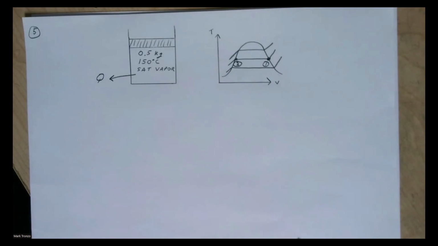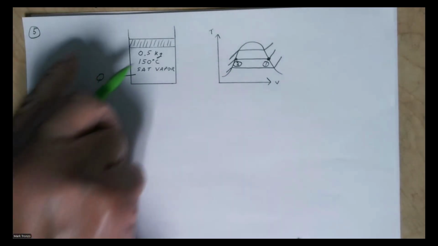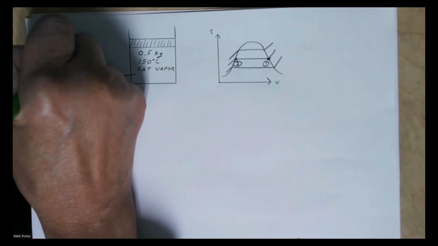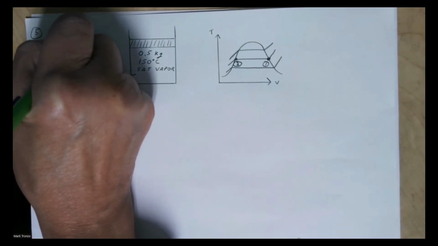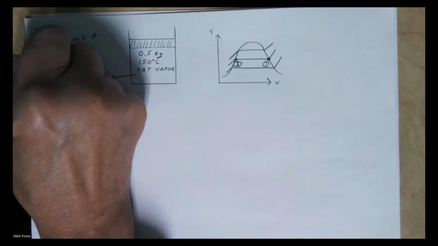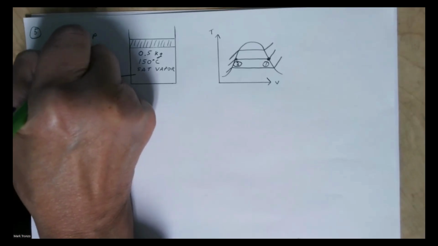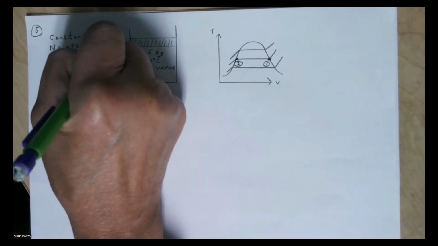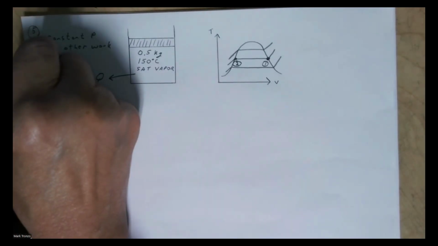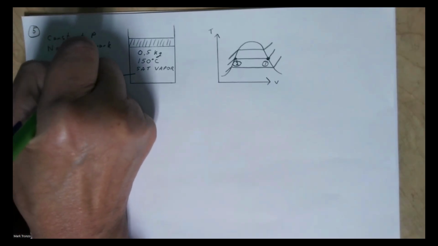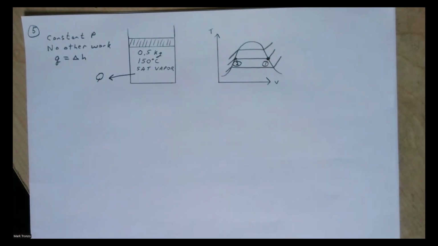And the thing to remember is that there's no other work. So constant pressure. No other work except that boundary work of this piston at constant pressure. So that means we can use the equation we just looked at, which was Q equals a change in enthalpy, like this.